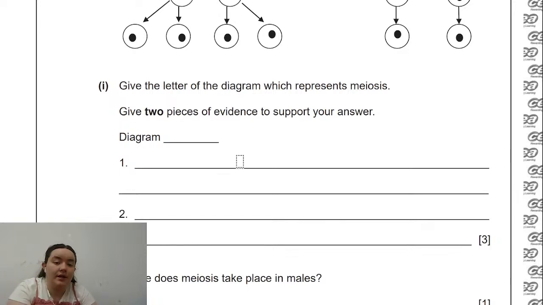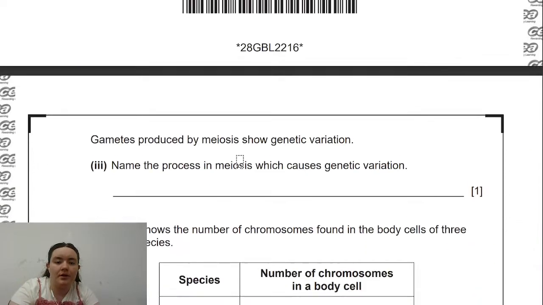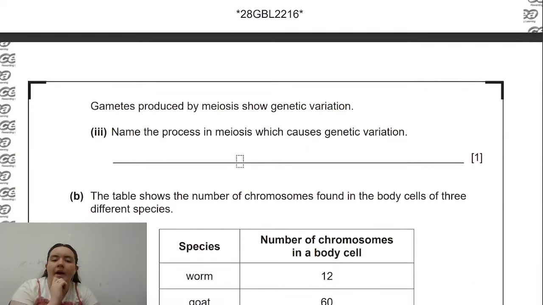So where does meiosis take place in males? And the answer, it's in the testes. So the testes are used to produce sperm cells, and sperm cells are the gametes in males, whereas ova, or an ovum, singular, ova, plural, are produced in ovaries in females. So it's the testes where the sperm is produced.